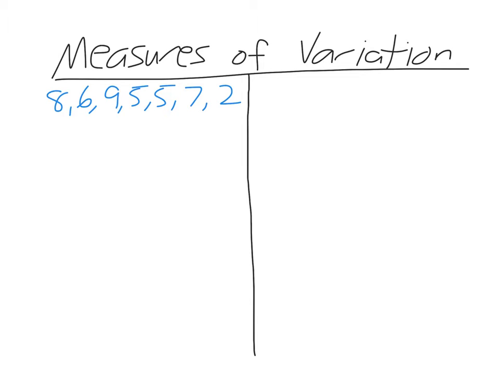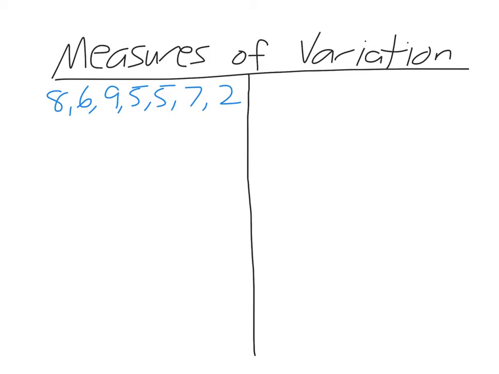So what I've done is I've already kind of pre-done a problem for you. I'm going to walk you through what I'm doing. The numbers I've chosen to show you this example with are 8, 6, 9, 5, 5, 7, 2. We're going to work with that set of numbers on the left-hand side. On the right-hand side, I'll write down exactly what I'm doing for you.